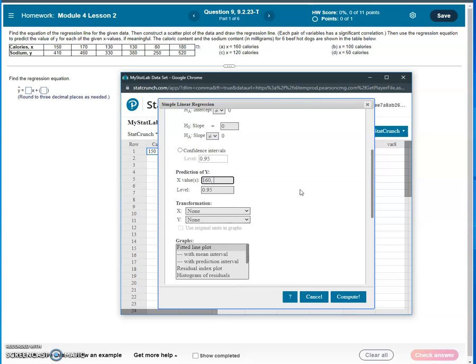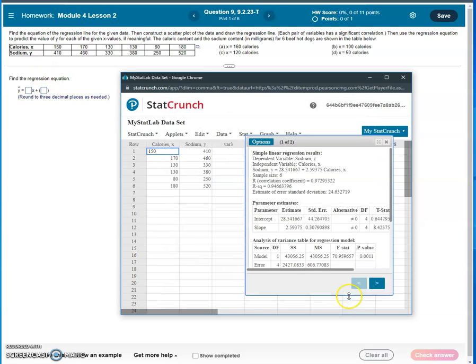160, and then put a comma, 100, 120, and 50. All right, so what we're going to do is come up with the equation of a line, and then we're going to use that equation to predict these values, to predict what happens when I have this number of calories. What does that do to the sodium? All right, so let's compute this.